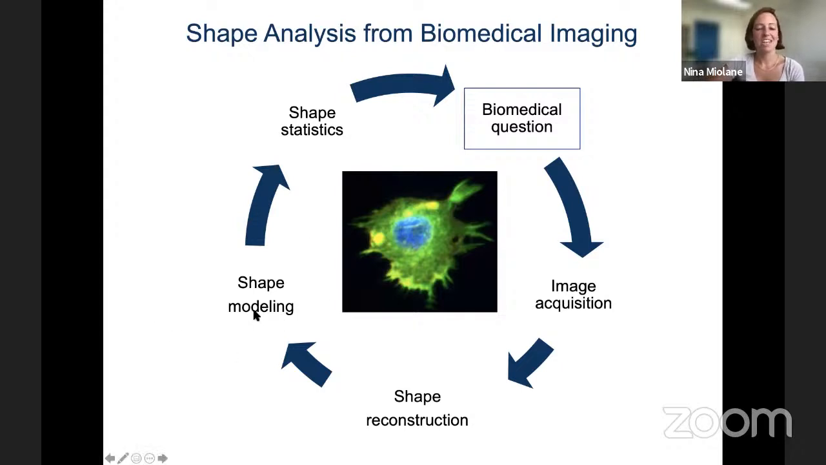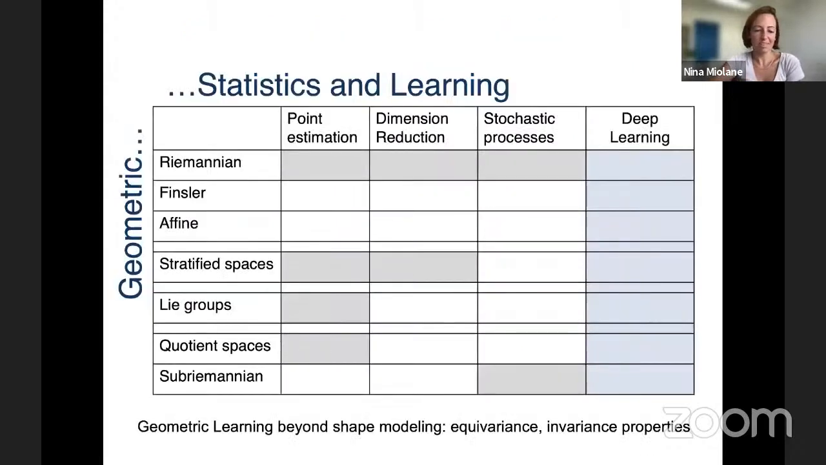And then today I've talked about shape modeling and shape statistics mostly, and specifically in the example, how we can link the geometry of cell shapes to the impact of cancer drug treatments. And from a methodological perspective, what I'm interested in is generating statistics and learning on data spaces that have different geometries.